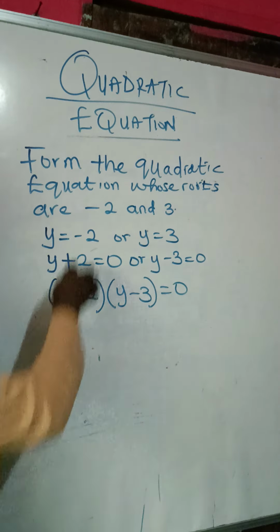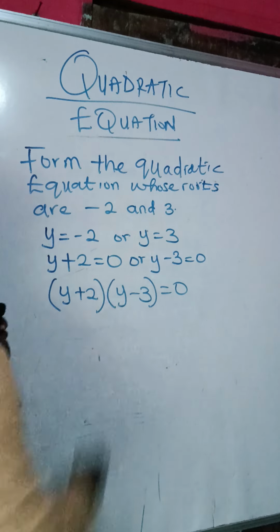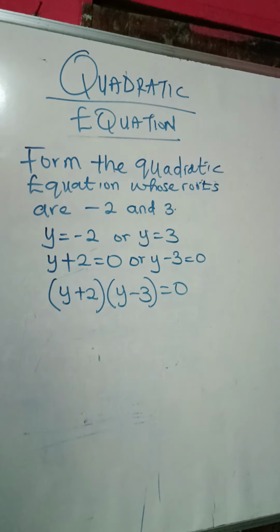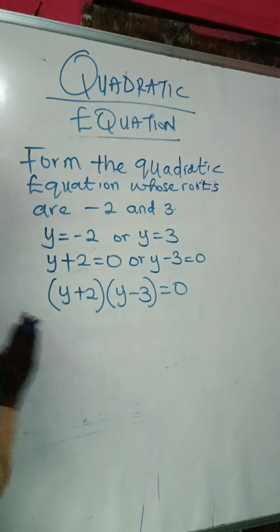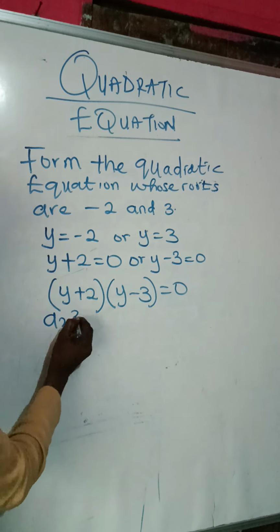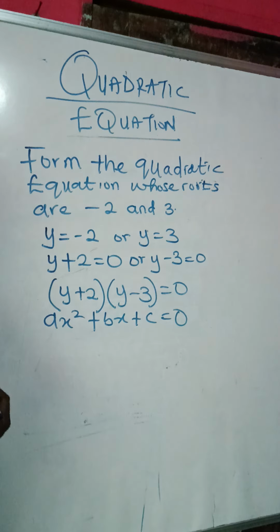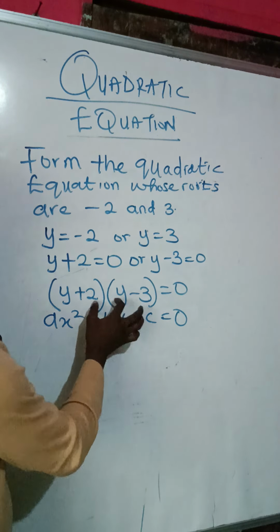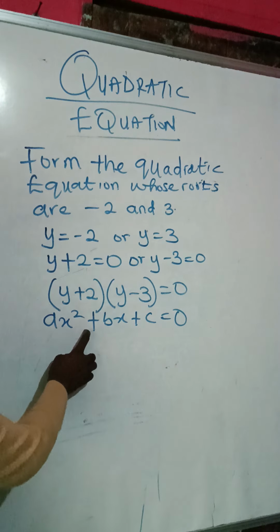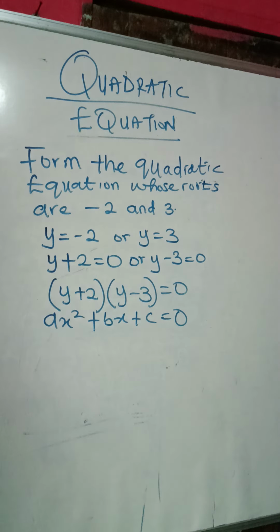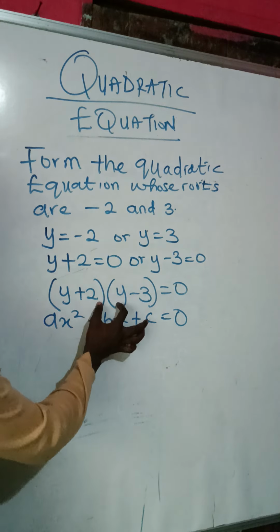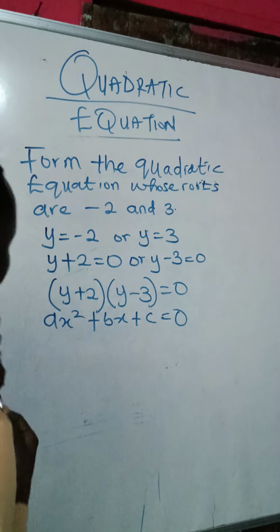The question says form the quadratic equation, and we know that a quadratic equation must be in this form: ax squared plus bx plus c equals 0. And when you examine this, it is not in this form. There is no bracket here, but there is a bracket here. So what can we do? We have to go back and expand this. So how do we do that?